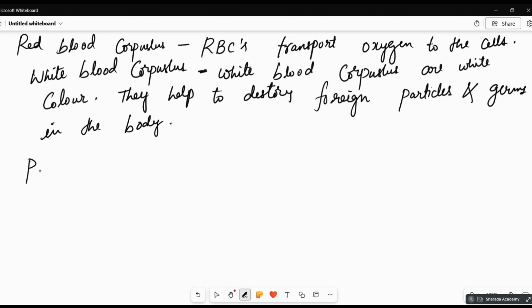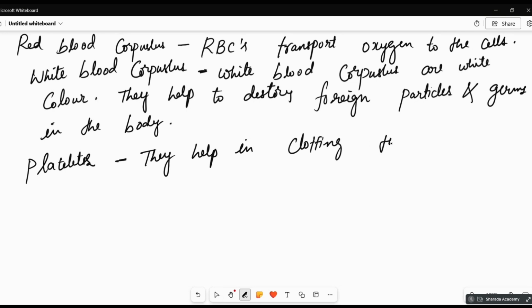Next comes the platelets. Platelets help in clotting the blood at the site of injury.